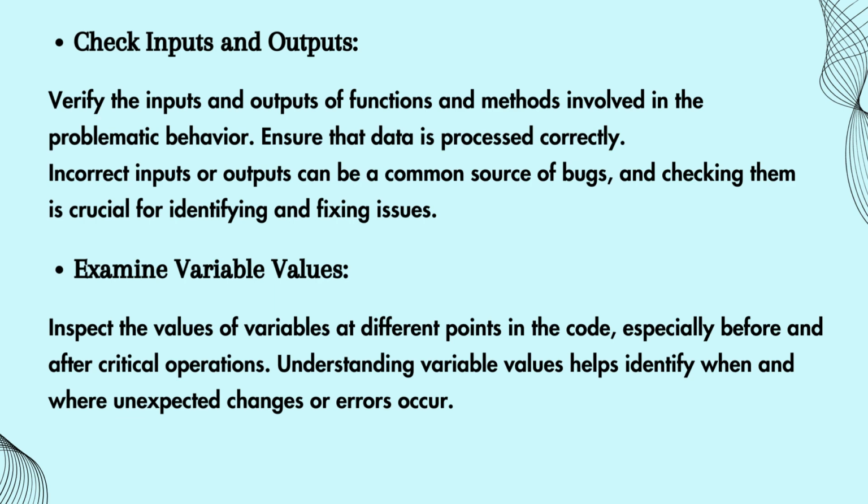The sixth step is to check inputs and outputs. Verify the inputs and outputs of functions and methods involved in the problematic behavior. Ensure that data is processed correctly. Incorrect inputs or outputs can be a common source of bugs, and checking them is crucial for identifying and fixing issues.